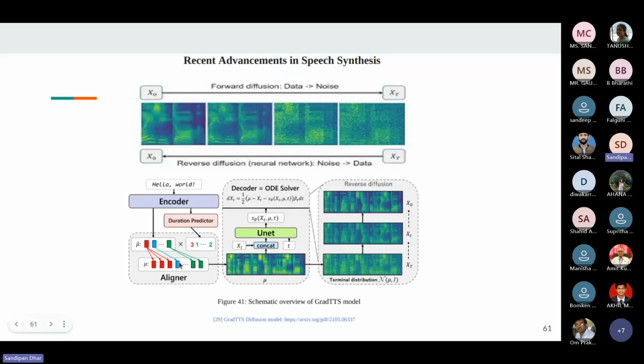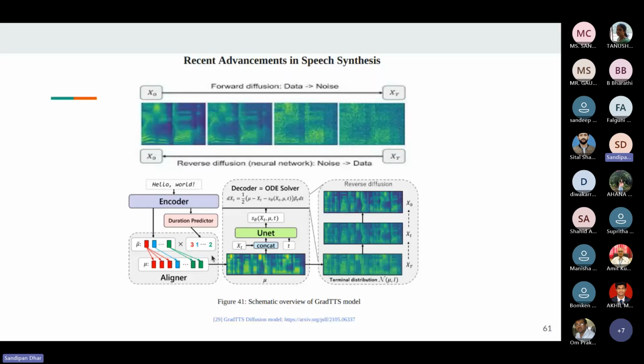Now the sky color block has 1 duration. That's why we have 1 copy of it. The green colored embedding has 2 copies because the duration predictor has given duration as 2. Based on this, we obtain an average mel spectrum.